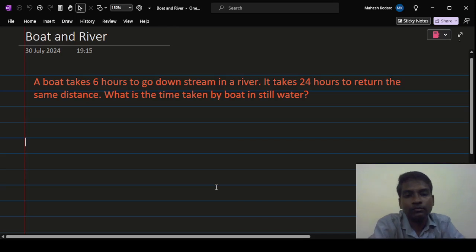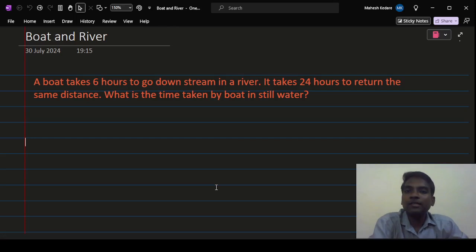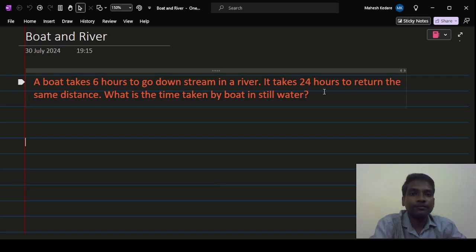Hi, a boat takes 6 hours to go downstream in a river and it takes 24 hours to return the same distance. What is the time taken by the boat in still water?